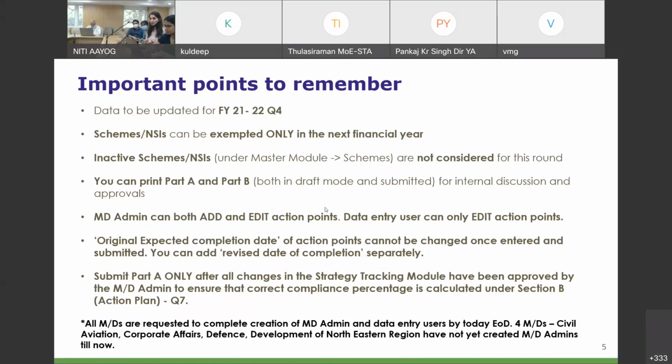So far, all ministries have created, except for 4. These ministries are Civil Aviation, Corporate Affairs, Defense, and Development of Northeastern Region. We would request these 4 ministries to create the ministry admin by end of today.